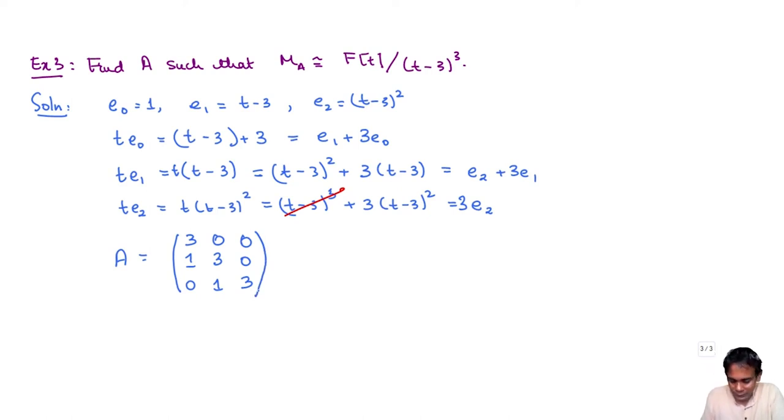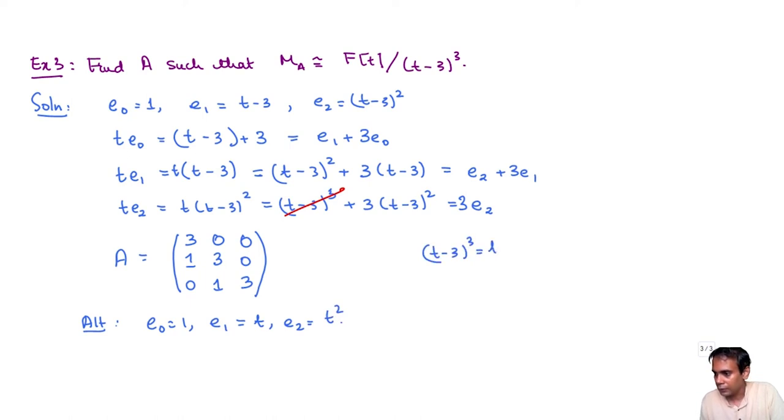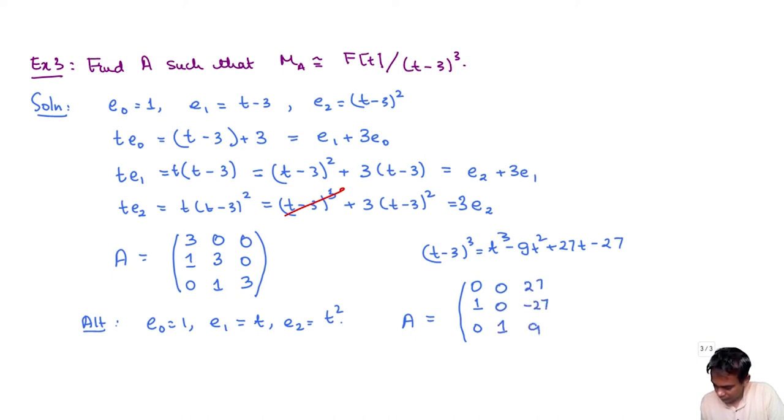Of course, we could have also done this the stupid way. We could have taken e0 equals 1, e1 equals T, e2 equals T squared, and using the fact that (T minus 3) whole cubed is equal to T cubed minus 9T squared plus 27T minus 27, we could have written A is equal to 0, 1, 0, 0, 0, 1, 27, minus 27, 9, which would also be a correct answer. But I like the first one better.